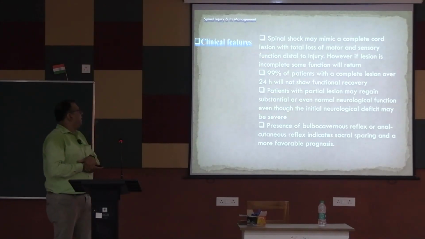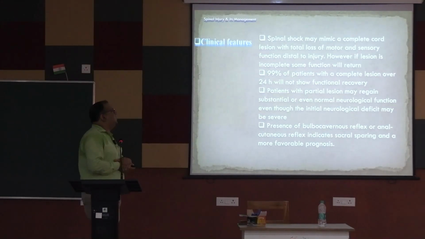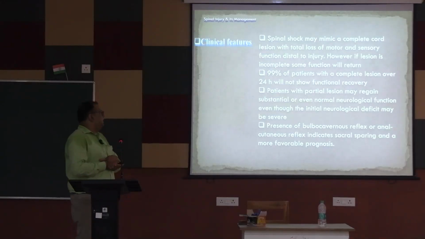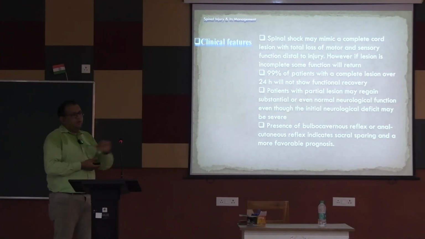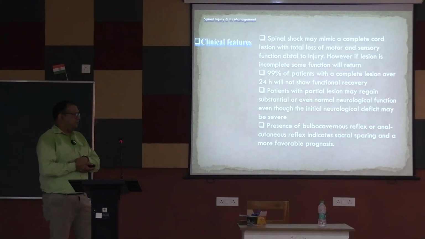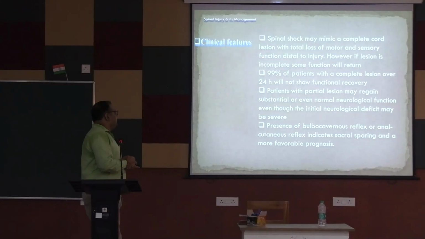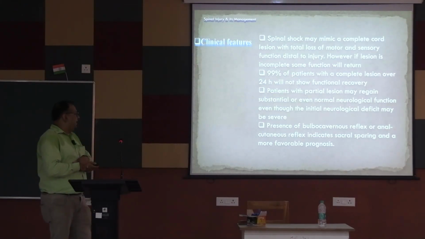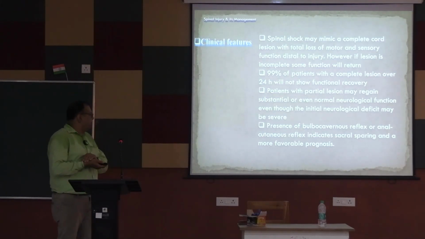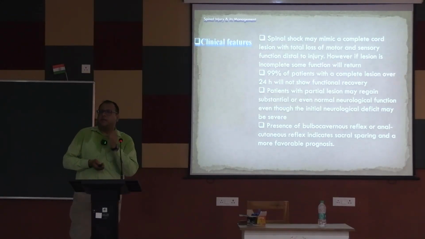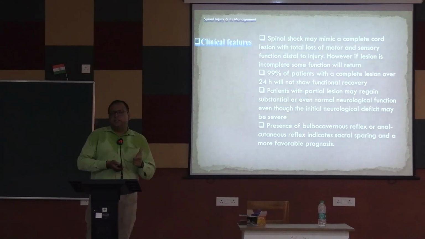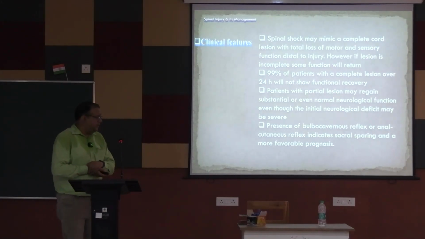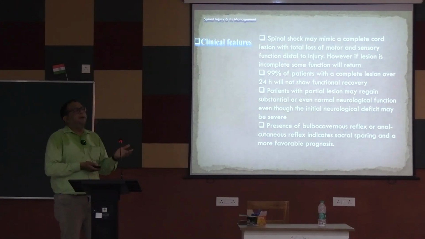Okay, spinal shock. Spinal shock may mimic a complete cord lesion with loss of motor and sensory function distal to the injury. If the lesion is incomplete, like there is no total transection of the spinal cord, then some function will return. Okay? Presence of the bulbocavernosus reflex and anal cutaneous reflex indicates sacral sparing and a more favorable diagnosis. So that's why we always get a bulbocavernosus reflex or a sacral sensation done when we get a spinal trauma patient, just to know if the injury is complete or incomplete.